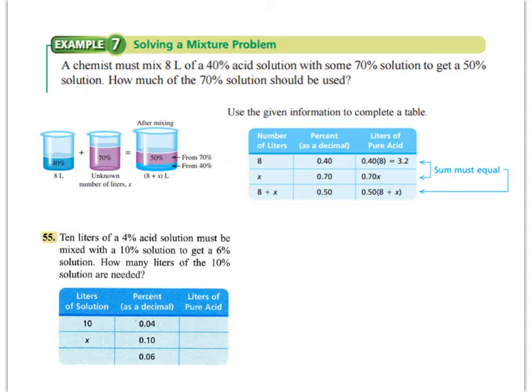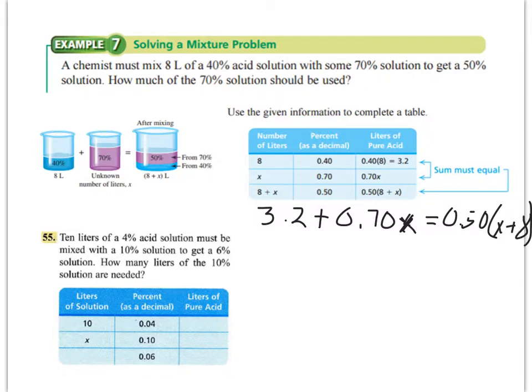And I'm going to jump right in there with the 3.2. Again, we already figured out what the 40% of 8 is. So 3.2 plus the 0.7, I'll go 0.70 just to emphasize the 70%, and then 0.70x. And that's going to equal 0.50 times x plus 8. I think they probably went 8 plus x because you're adding the x to the 8, not the other way around, but x plus 8 just sounds better to me.